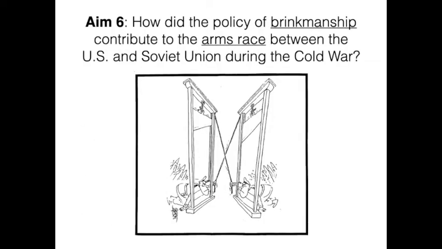Here's our aim for today. This is the 6th aim of our Cold War unit. How did the policy of brinkmanship contribute to the arms race between the United States and Soviet Union during the Cold War? Now, we have already talked about arms races before. It's not two arms detached from someone's body racing across the room to get to the other side. When we're talking about arms, we're talking about weapons. That's the race that's happening in this case.